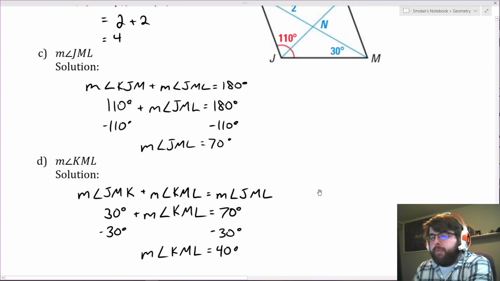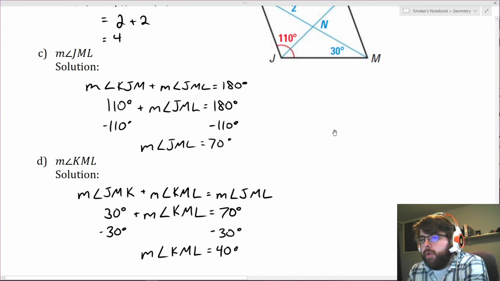Okay, so there's going to be some problems with parallelograms, and then this will actually be it for the school year. This is the last section that I'm covering.